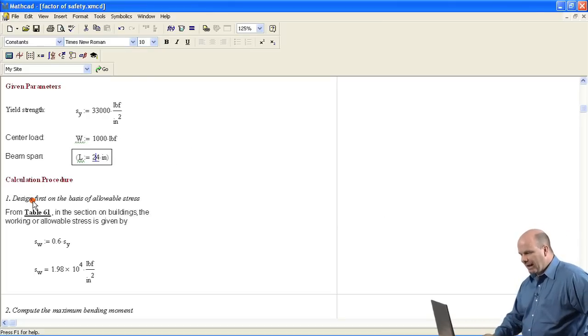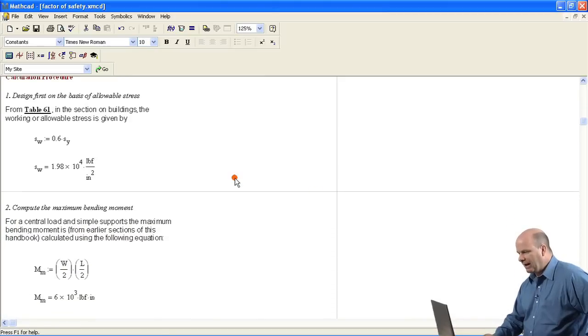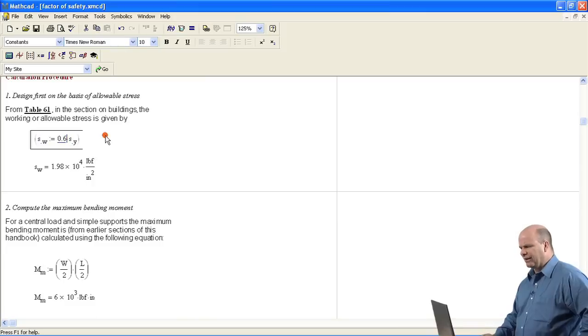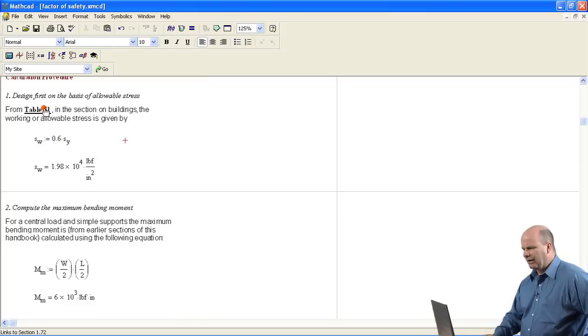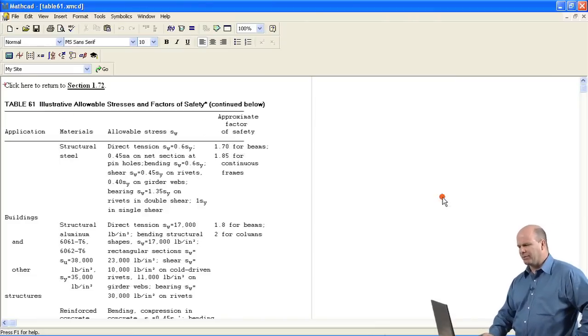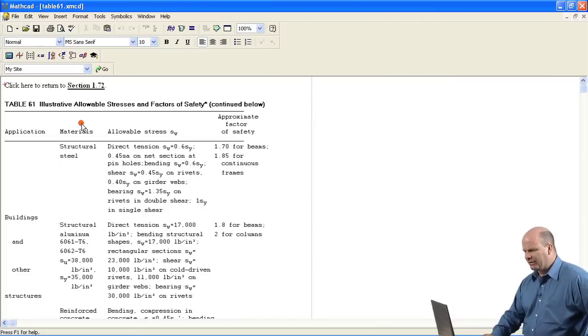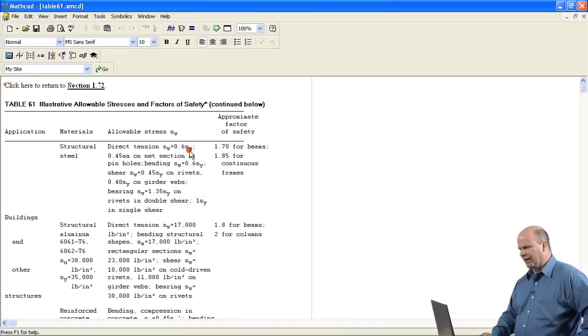So, the calculation procedures that we're going to follow. First, we're going to design on the basis of allowable stress. It's going to look up into a table here. From table 61 in the section on buildings, the working or allowable stress, S sub W, is 0.6 S sub Y. If we double click on that, it will bring us to that specific table. In here, under the materials, for structural steel, you can see that the allowable stress, S sub W, is equal to 0.6 S sub Y.